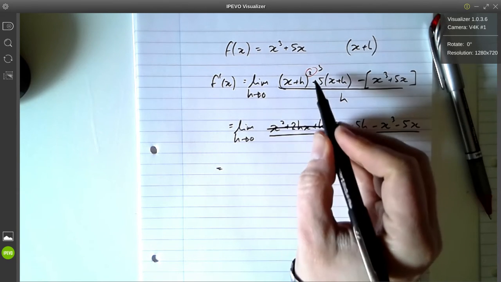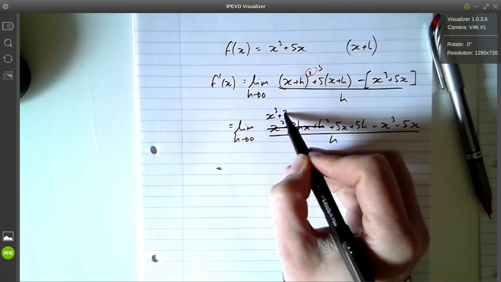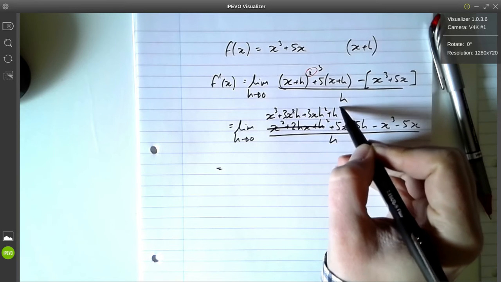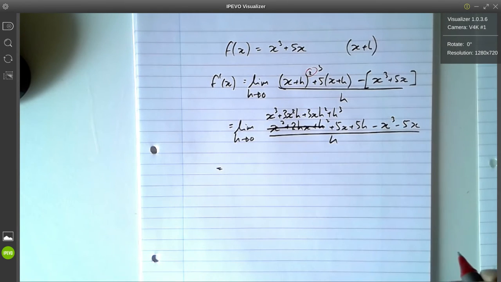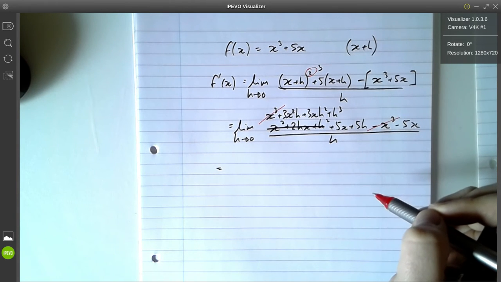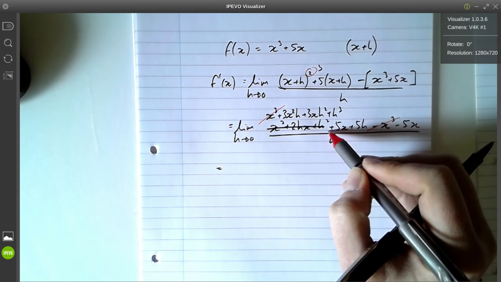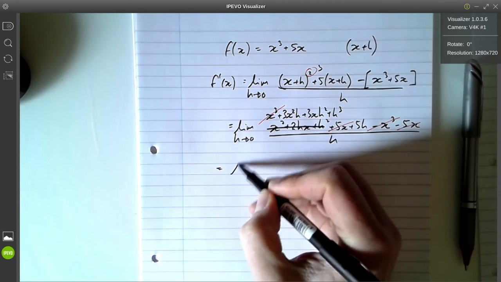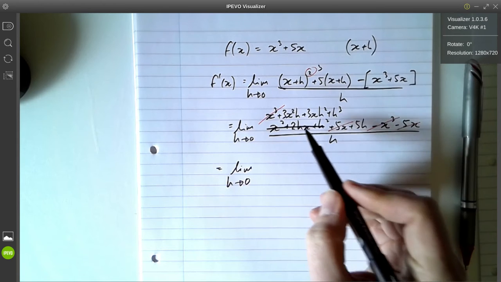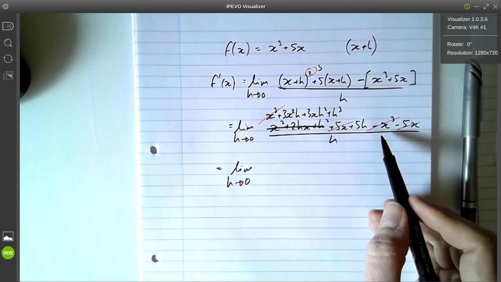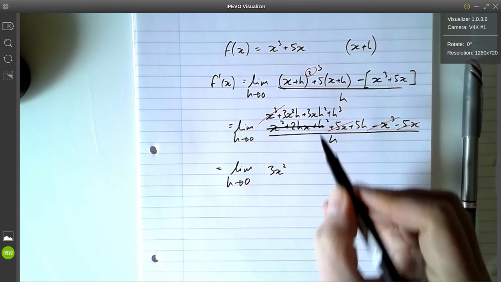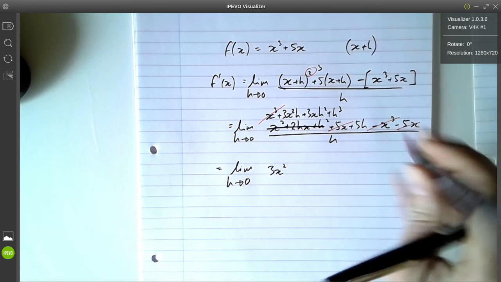So this section here is going to be x cubed plus 3x squared h plus 3x h squared plus h cubed. All right, let's see if anything will cancel out here. Well, we've got x cubed subtract x cubed. We've got a 5x subtract a 5x. So that's the problem with making these things up off the top of your head. Let's see if we can actually get all this working. Everything that I've got left has got a factor of h in it. So let's divide by h, and get rid of one of these h factors.